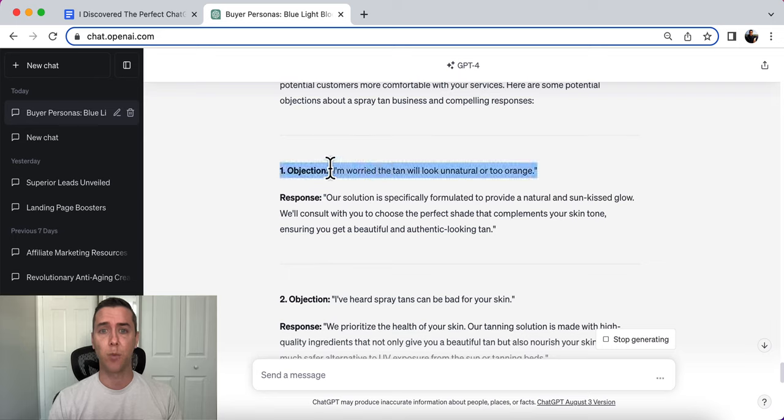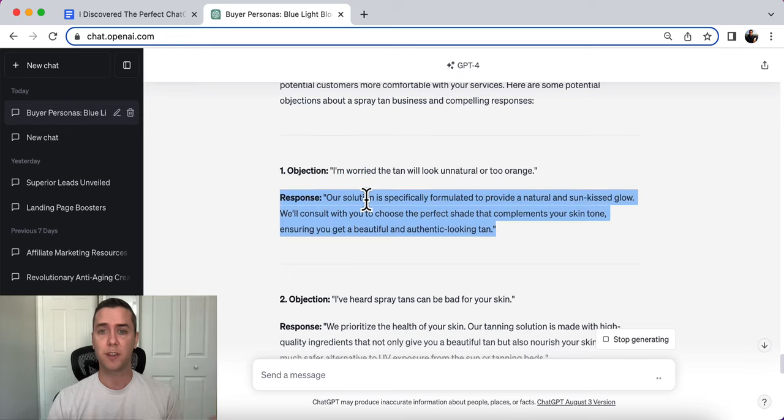Perfect. First one, I'm worried the tan will look too unnatural or orange. Perfect, I love it. That is a true objection. And then response, our solution is specifically formulated to provide a natural and sun-kissed glow. We will consult with you to choose a perfect shade that complements your skin tone, ensuring you get a beautiful and authentic looking tan. Do you see how powerful that is?